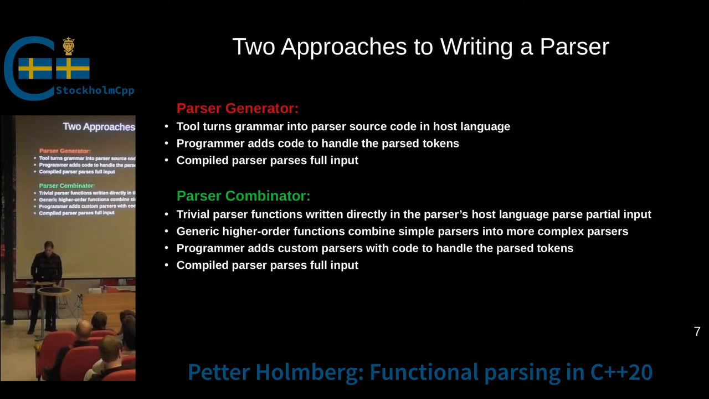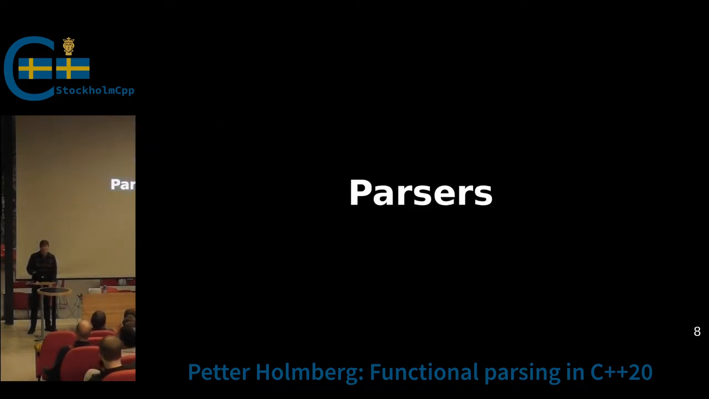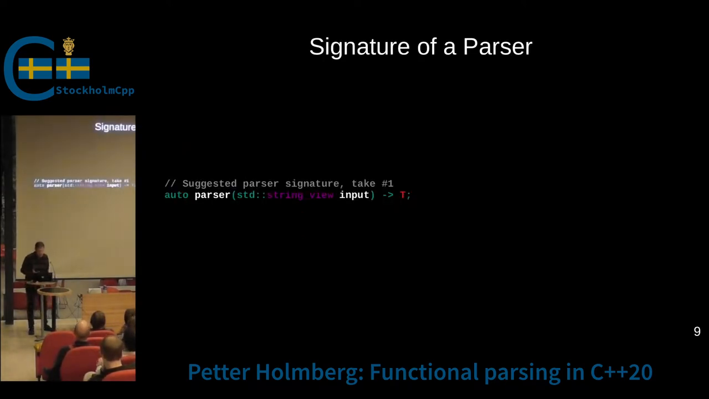Right, so let's look at the first kind here, the parsers. What should a parser look like? So this is the basic idea. A parser is a function that takes a string. And since we work with immutable data here, we can use std::string_view. That's a great type, it has a great interface for this. And it should return a parsed thing of whatever type T you like. It depends on what you're parsing, right?